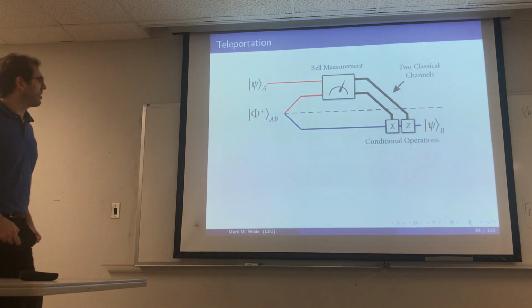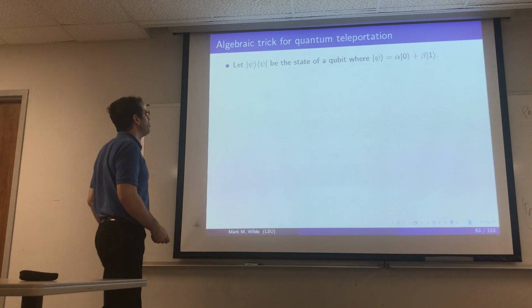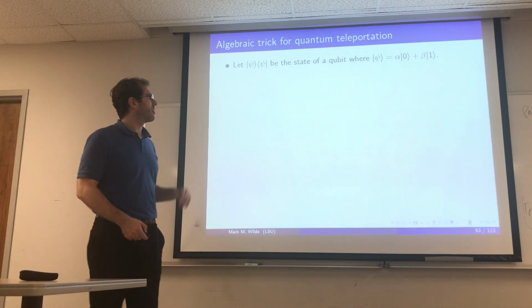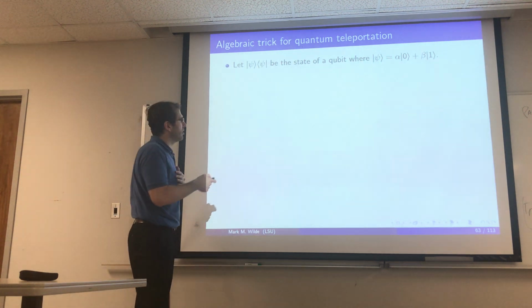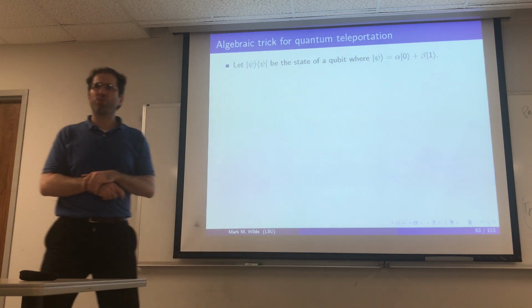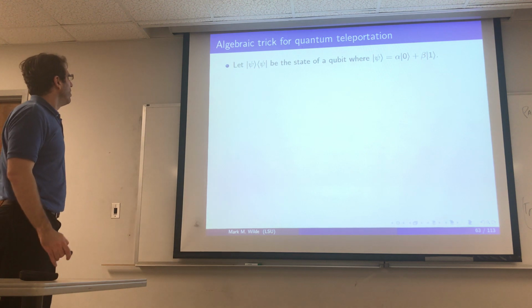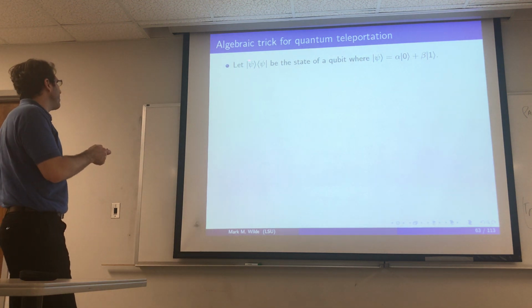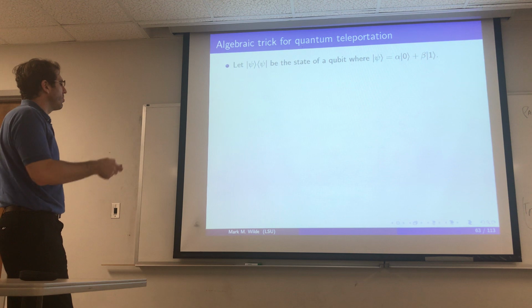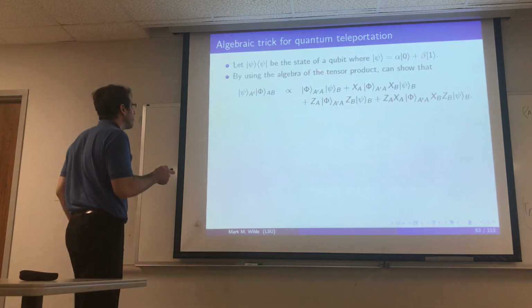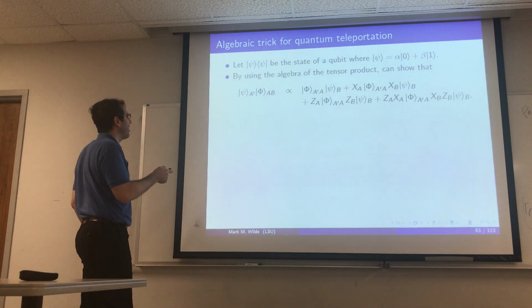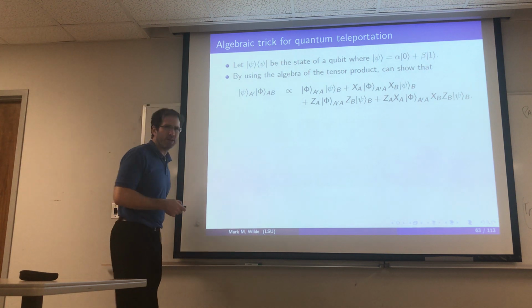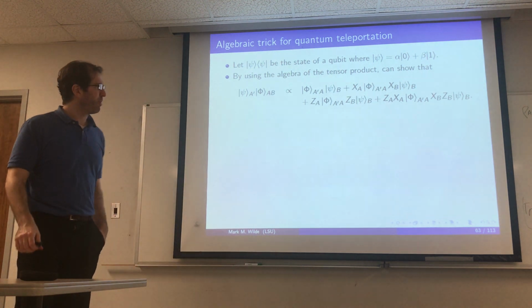How does it work mathematically? In some sense, it's like an algebraic trick. Okay? Suppose the state of your qubit is this alpha 0 plus beta 1. Right? That's what we talked about previously. The state is the density operator corresponding to this unit vector. Right? Then you work with the algebra of the tensor product. And you can prove an identity. You take an arbitrary psi tensored with the maximally entangled Bell state.